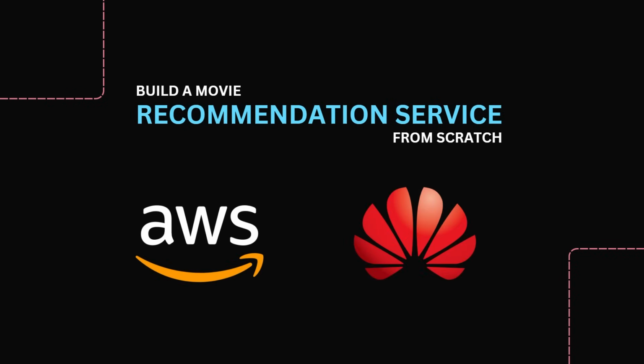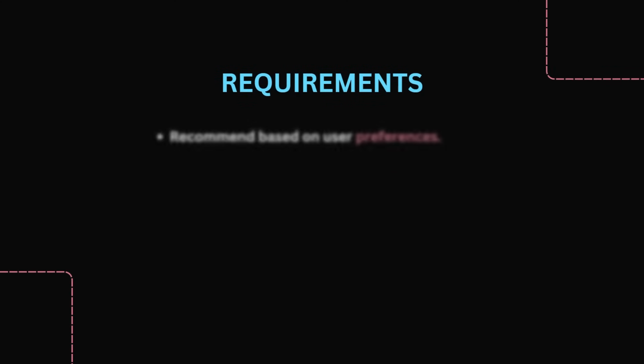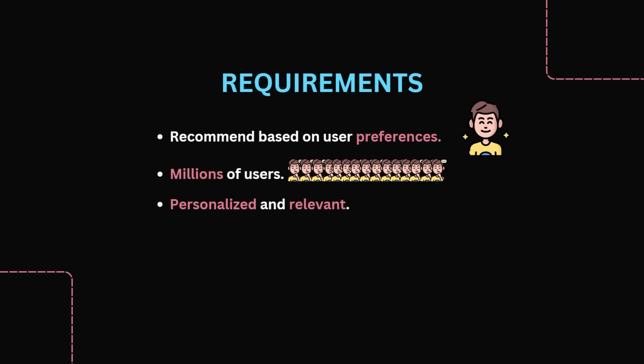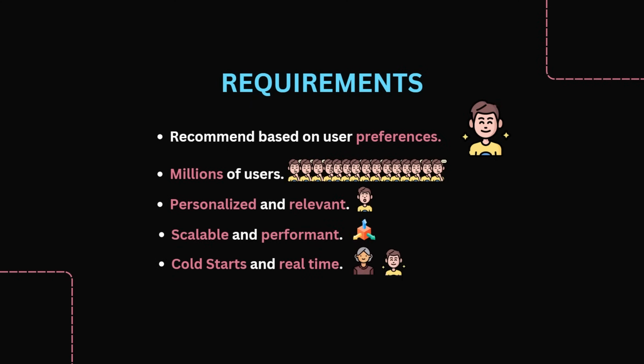I've been on the other side of the interview process and asked similar questions to my candidates. So let's take a look at a set of requirements you may be given. We need to recommend movies to users based on their preferences. The system should handle millions of users. Recommendations should be personalized and relevant. The system should be scalable and performant. We need to handle both cold starts and real-time updates.